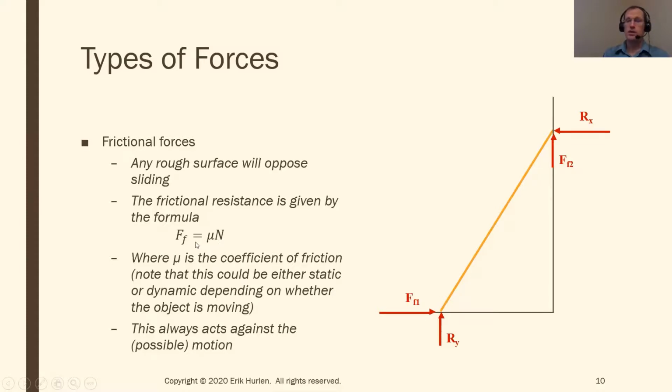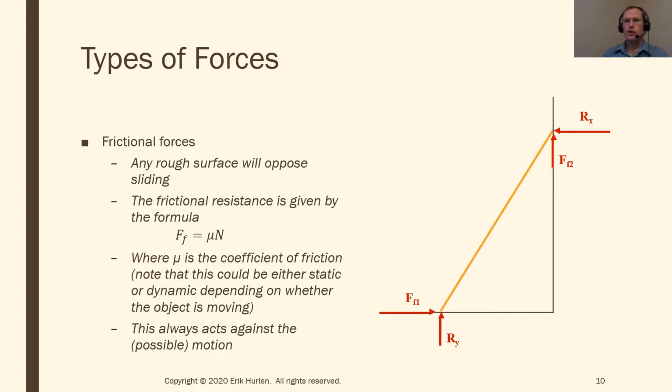The magnitude of the frictional force is the coefficient of friction, denoted by mu, times the magnitude of the normal force. For example, this frictional force down on the floor, FF1, will be mu, whatever the coefficient of friction between the ladder and the floor, times this normal force Ry. That would give me the magnitude of FF1. Similarly, FF2 is whatever the coefficient of friction is between the ladder and the wall, times this normal force Rx. That would give me the magnitude of FF2.